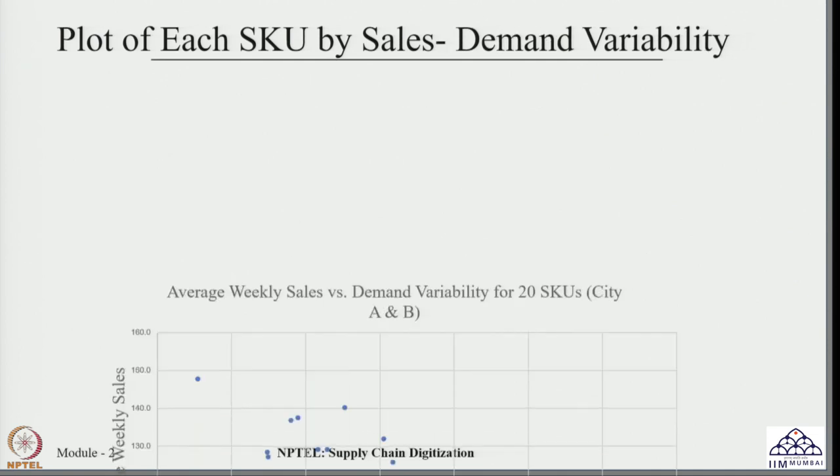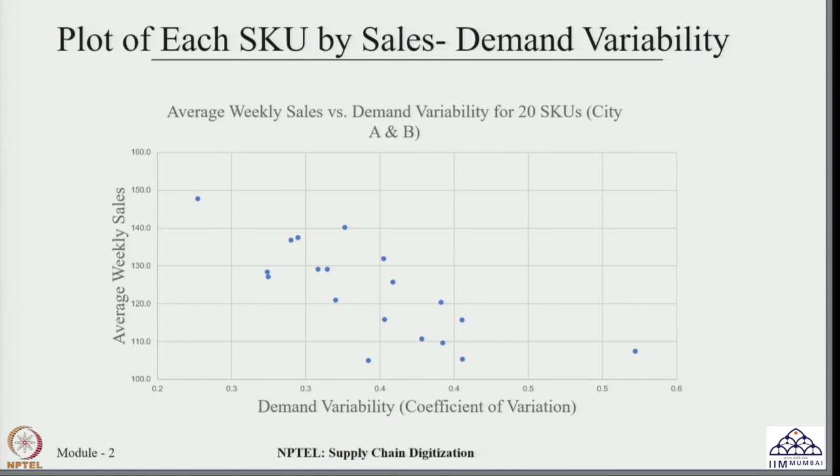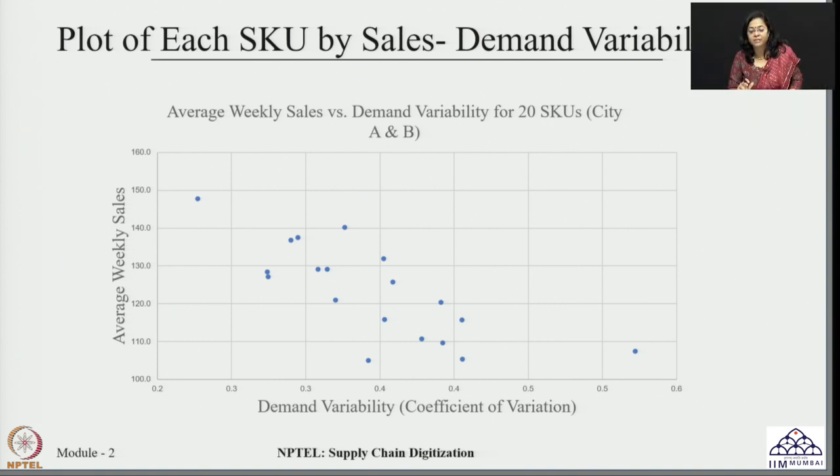We continued the exercise where we combined both the demand from city A and city B, and we have a combined plot for every SKU considering their sales as well as the demand variability. Now, till this part we have already discussed in our previous Excel example. The next decision is, how do I use this information, which can be used for deciding the right supply chain strategy?